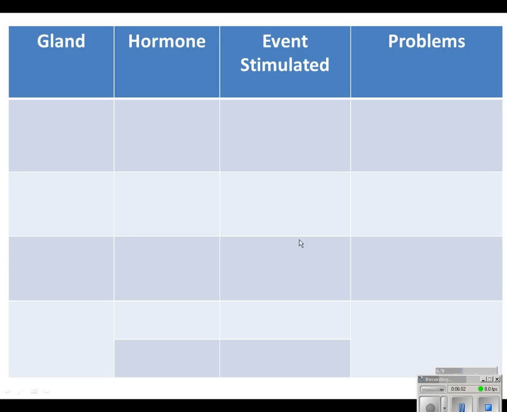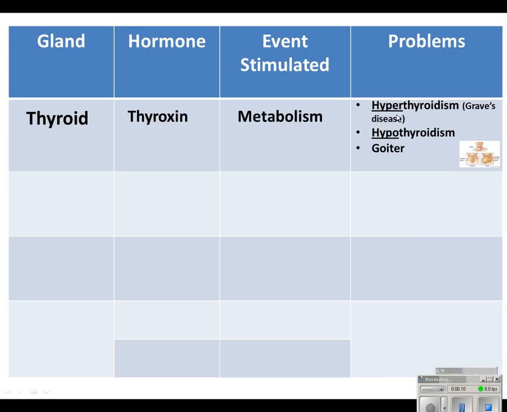So we'll look at some more hormones and glands. So metabolism. Let's look at the thyroid gland, which is in the throat. It's going to produce thyroxine, is the hormone. And we have a couple of problems here. Hyperthyroidism, which is also Graves' disease, or hypothyroidism. Hyper, remember, too much, high levels. Hypo, we're going to end up with low levels, or goiter.